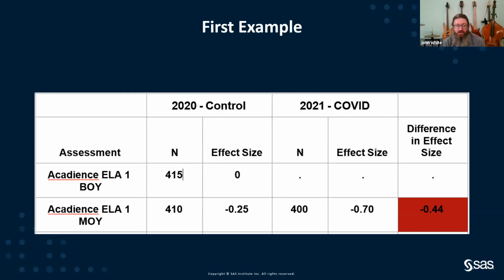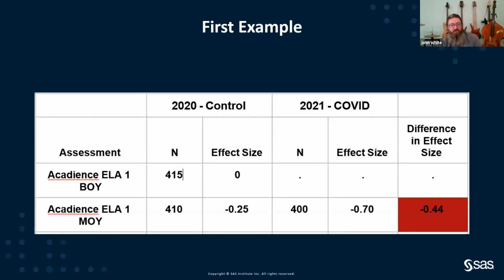However, with Acadience's middle of year test scores in both the 2020 control group as well as the 2021 COVID group, there is enough data to get both an observed and expected score for 410 students in the 2020 year, and for 400 students in the 2021 year. I would say the count of students is comparable from one year to the next.